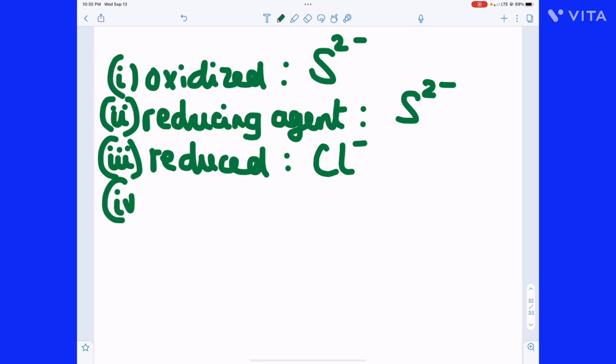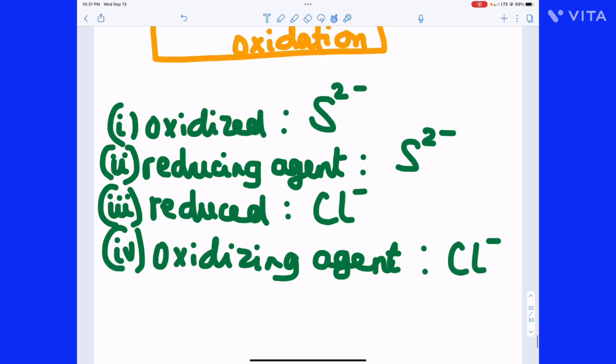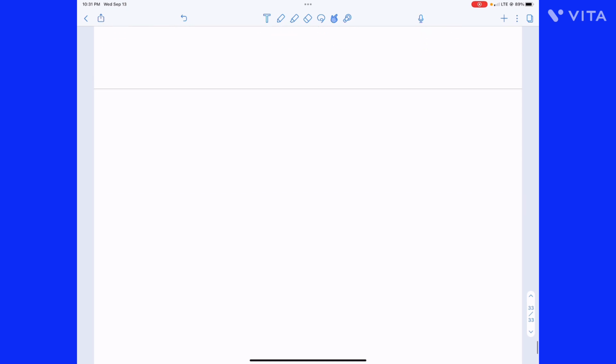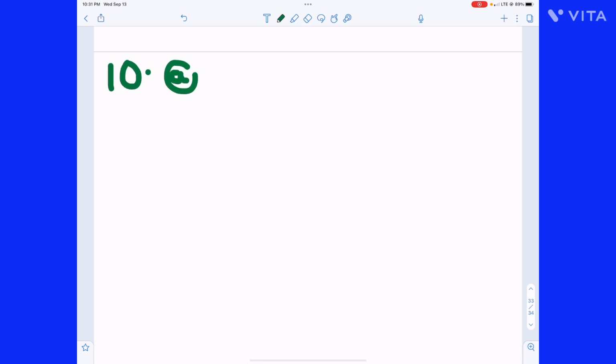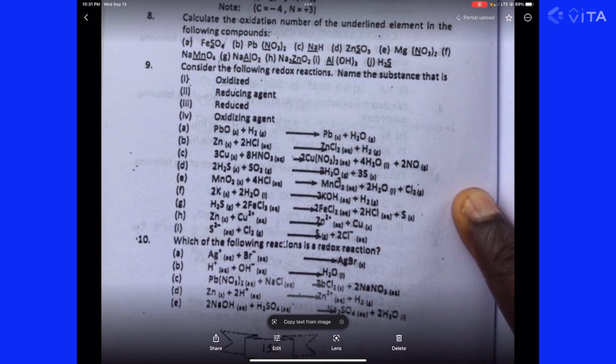Then number 4. What is the oxidizing agent? The oxidizing agent is the substance reduced. And that's the Cl2. So that ends question I, about determining what substance is oxidized, what substance is reduced, what's the oxidizing agent, what's the reducing agent in a redox reaction. Question 10 says, which of the following reactions is a redox reaction?